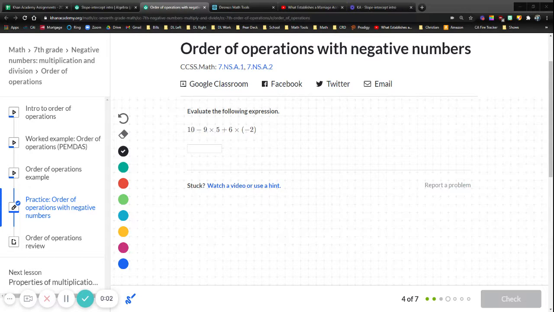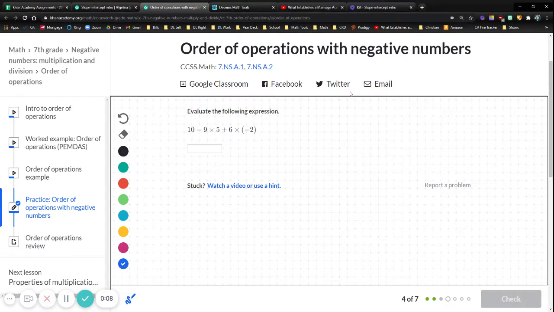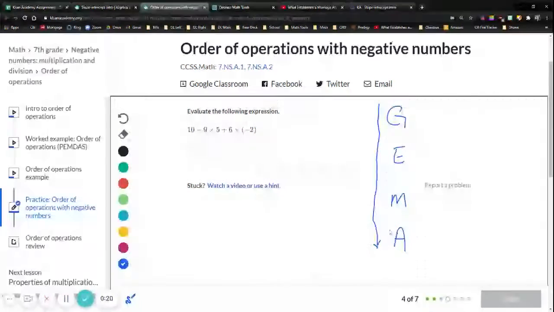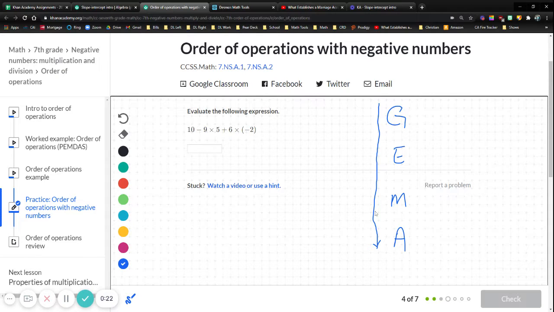We're looking at our Khan Academy assignment, order of operations with negative numbers. So a couple of things to remember. First, we have the order of operations, and that is GMA: grouping, exponents and square roots, multiplying and dividing, adding and subtracting. And since we are not solving for a variable, so I don't have a variable and an equals in here, I am going to be going from the top down on GMA here, and we're going to be looking at what's going on.